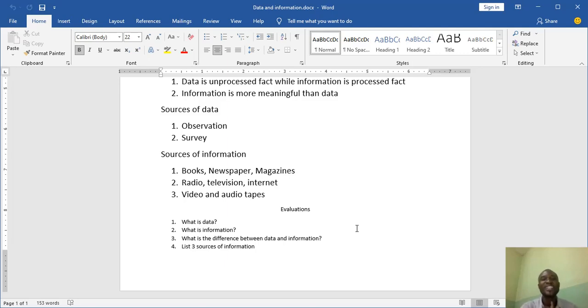Very good. Now, list three sources of information. Remember, they are already here. Sources of information: books, newspapers, magazines, radio, television, internet, video, and audio tapes. So we have so many sources of information.